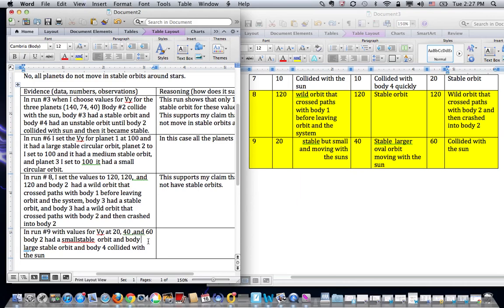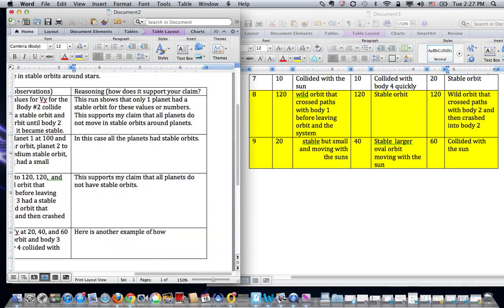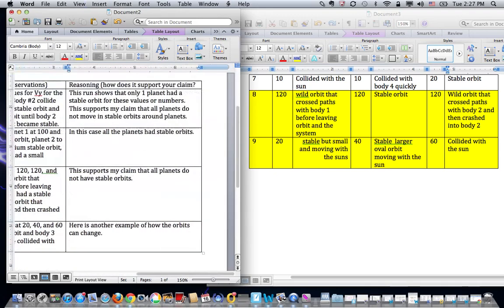Okay, I need to make sure that I get this right. Body 3. So I need to go back and do a little bit of editing there, making sure that I'm putting good information in. Okay, I think that's just a space there. Here is another example of how the orbits can change.